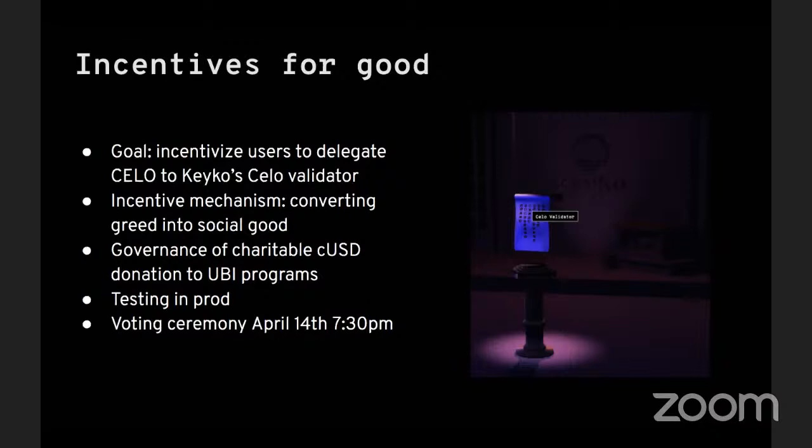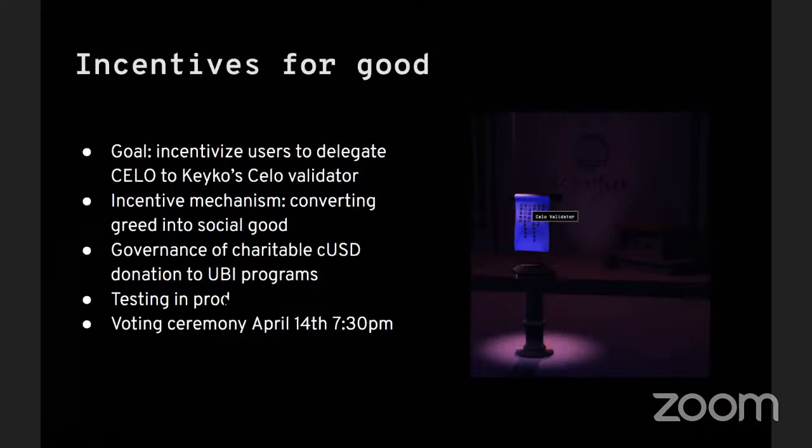And so the incentive mechanism really, we try to think of crypto for social good, and we started with the intent of trying to convert greed into social good. The scheme that we came up with is basically incentivizing users to delegate to our validator by having them mint, in exchange for their delegation, a governance token that they can use to influence donations that we make to universal basic income programs in partnership with Impact Market.